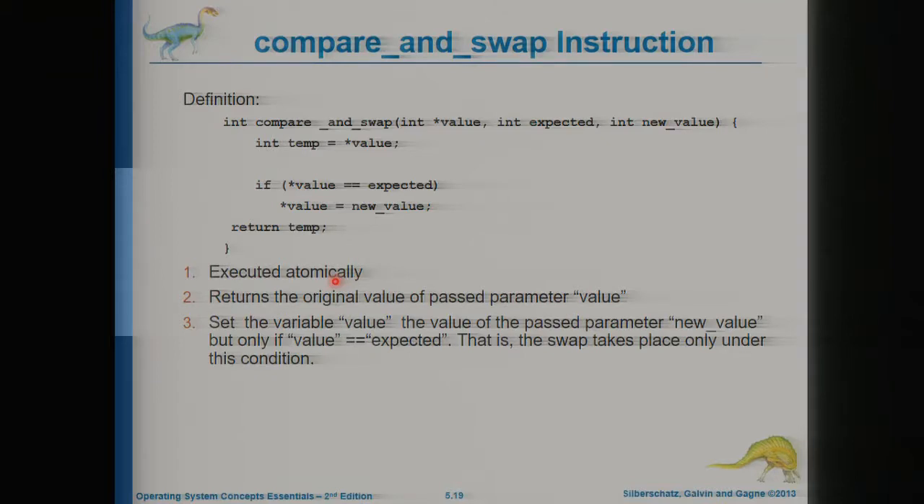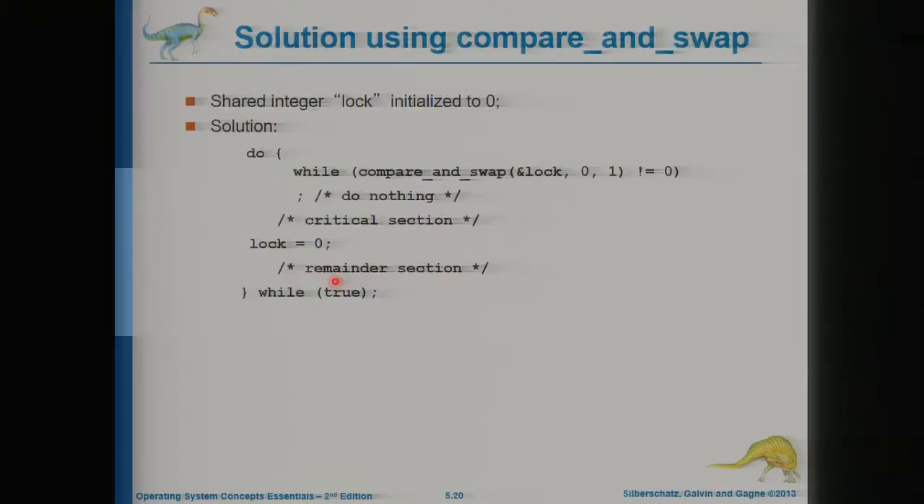So let's see how this is used. Here we say the shared integer lock is initialized to 0. Do while compare and swap ampersand lock, 0, 1 not equal to 0. So the while condition should not return 0, it should return 1. If it returns 1, then 1 not equal to 0, it will enter the critical section and execute. So here the method is compare and swap ampersand lock, 0 and 1.